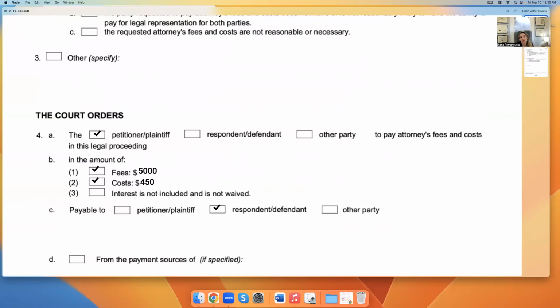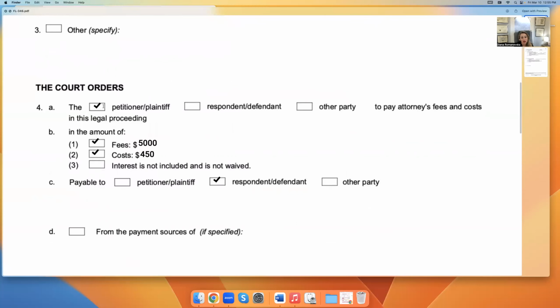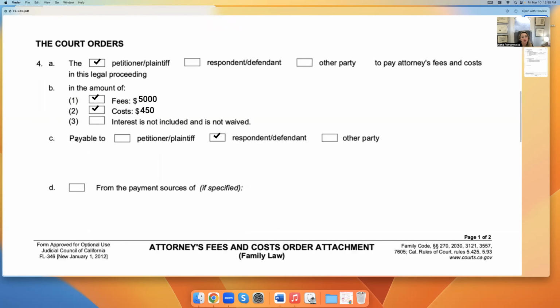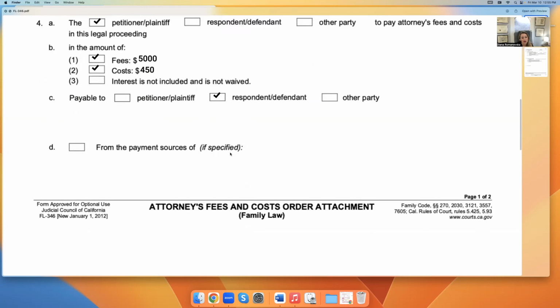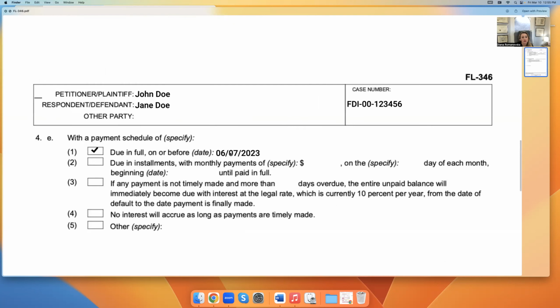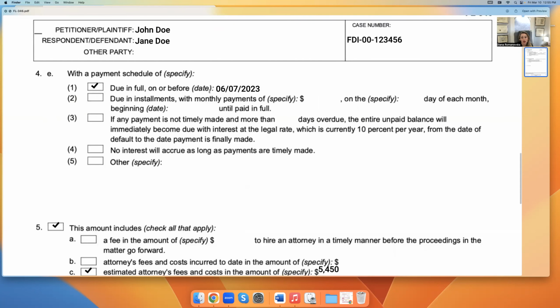The court orders, it wouldn't apply to you if the court didn't order anything, but if the court ordered, then you would check off who has to pay. Petitioner to pay attorney's fees and cost, and then fees and cost right here, payable to respondent from the sources, if the court specified. The payment schedule, when it's due, always important to have a due date. If there is an installment, then 2.